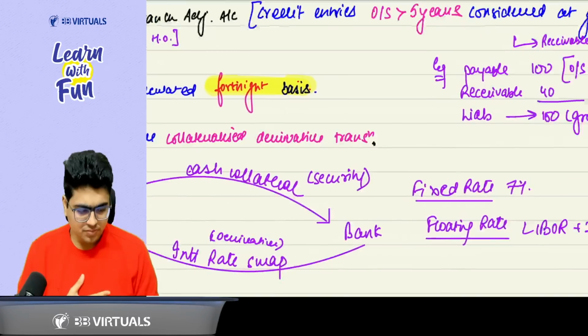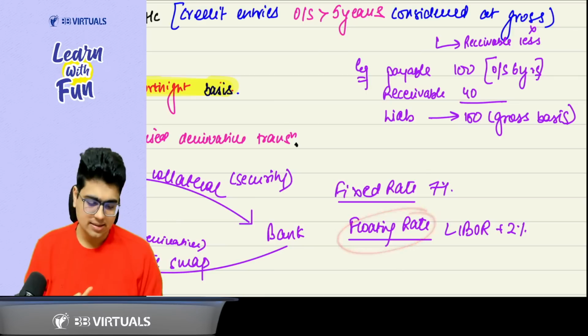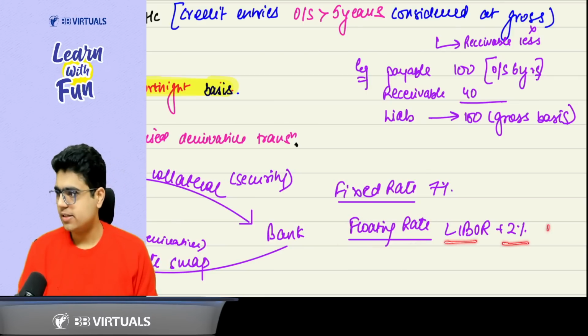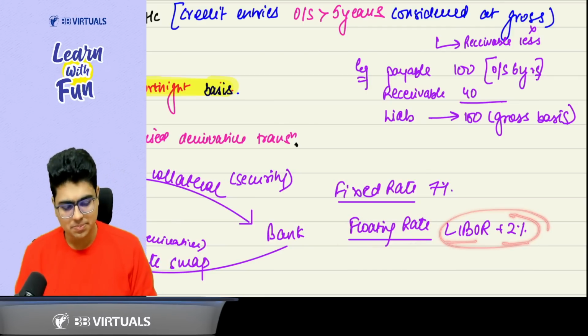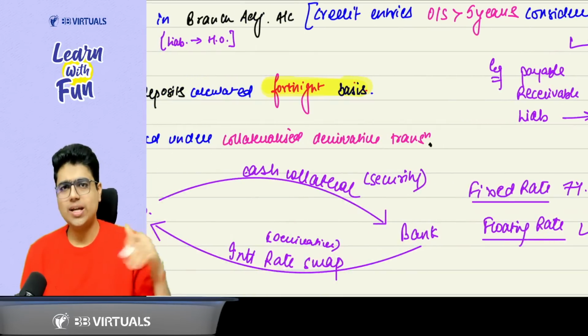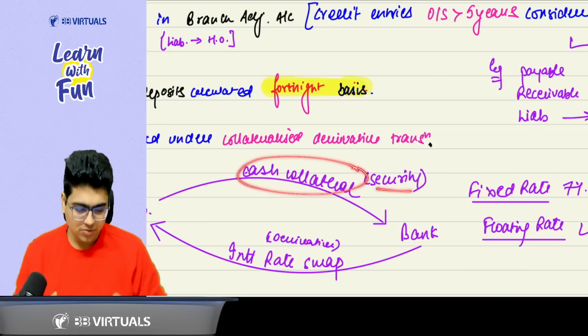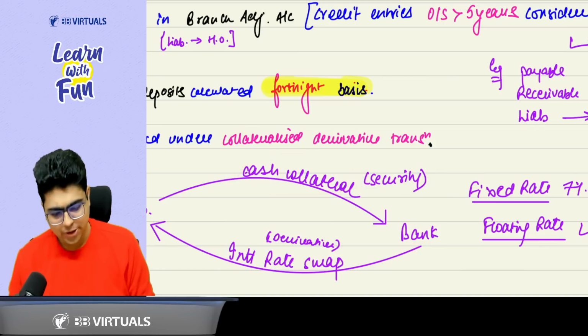Now let's say what is the interest rate swap? Company will pay the fixed rate of 7%, and the bank's liability is a floating rate of LIBOR plus 2%. Based on this, the interest rate swap's value can increase or decrease. And sir, the company has given the cash collateral in the form of security. You understood the point? Yes, sir.